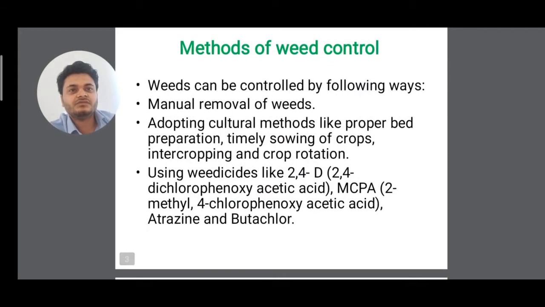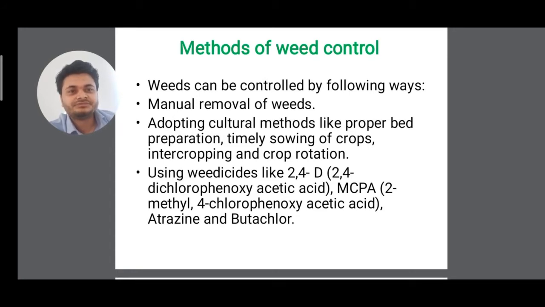Now methods of weed control, how we can control weeds. Weeds can be controlled by following ways. Number one is manual removal of weeds. Second one is adopting cultural methods like proper bed preparation, timely sowing of crops, intercropping and crop rotation. Third is using weedicides like 2,4-D.